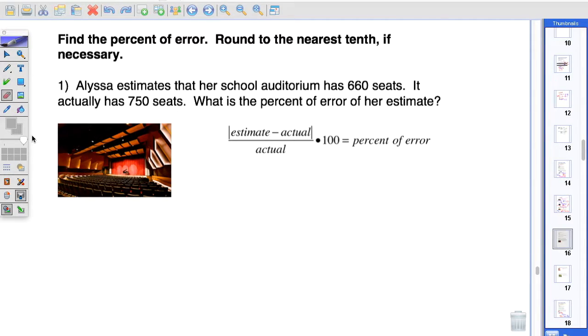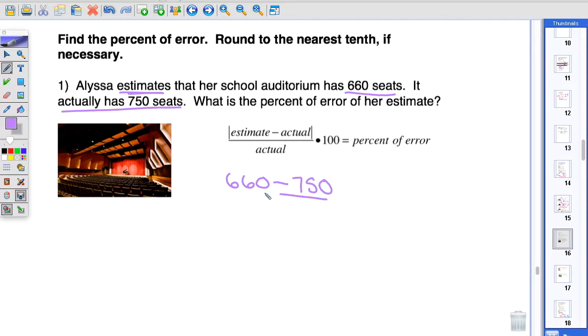Number 1. Alyssa estimates that her school auditorium has 660 seats. It actually has 750 seats. What is the percent of error of her estimate? So we're going to take the information and we're going to put it into the formula. So she estimates that it has 660 seats, and it actually has 750. So we are going to take the estimate, which is 660, minus the actual, 750, divide it by the 750, and we're going to take the absolute value of it. Multiply that by 100, that'll give you a percent of error.